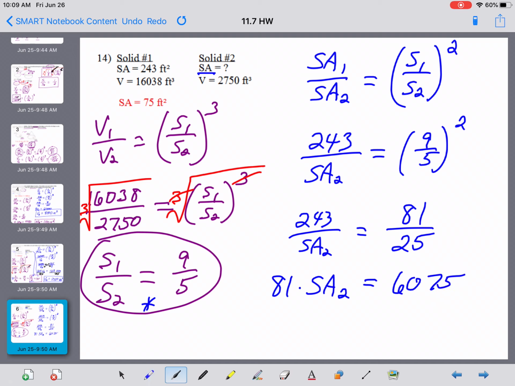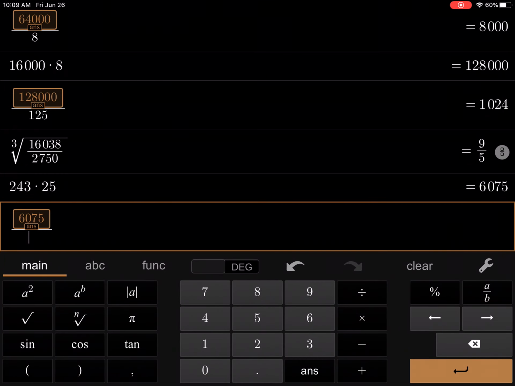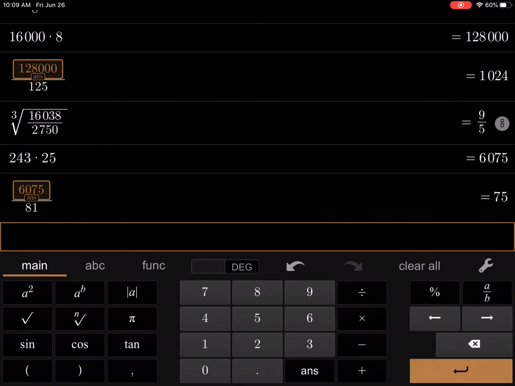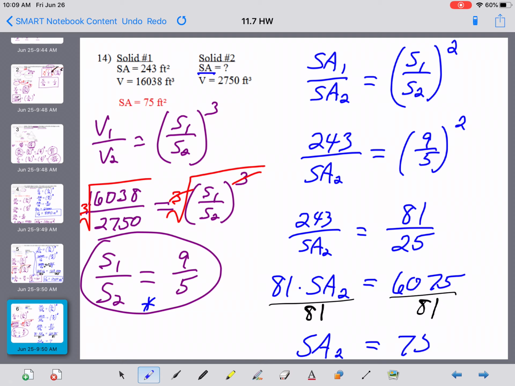Okay, and then last step from here, and we're done, we're going to divide both sides by 81 and get surface area of figure 2 is equal to 6,075 divided by 81, which gets us 75, a nice clean number there. So 75. Surface area units here were square feet, so that's where we're at. 75 square feet for the surface area of the second smaller figure.